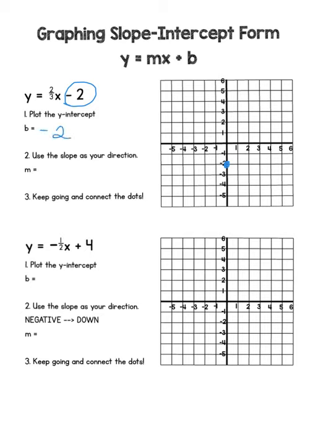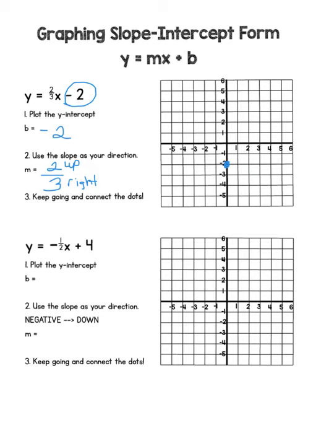Then we're going to use the slope to find more ordered pairs, or more points on our line. My slope is 2/3. Remember, the top number tells me to go up or down, and the bottom number tells me to go left or right. Since they're both positive, I know I'm going to be going 2 up and 3 to the right from where I just put my first point.